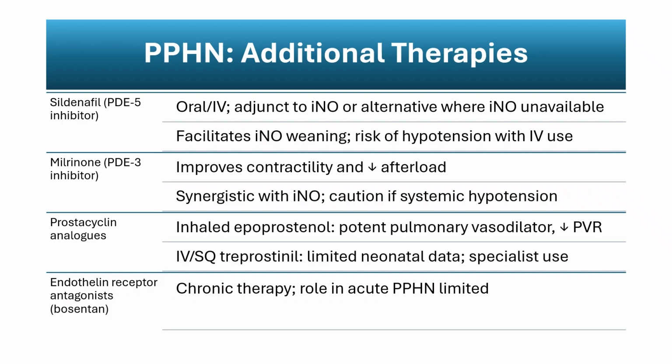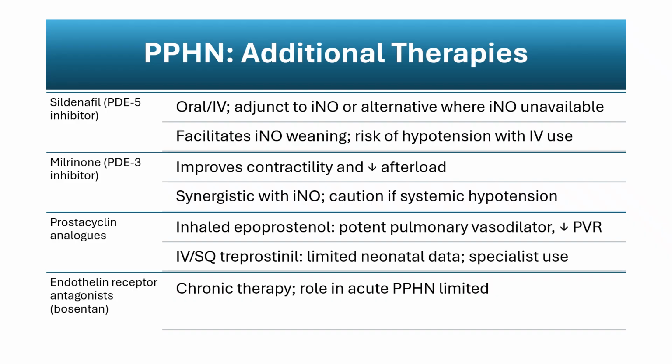Additional therapies in PPHN target adjunctive pulmonary vasodilation and cardiac support. Sildenafil, a phosphodiesterase 5 inhibitor, is used orally or intravenously to augment cyclic GMP, enhancing the effect of inhaled nitric oxide and facilitating weaning. Caution is required with intravenous administration due to the risk of systemic hypotension.